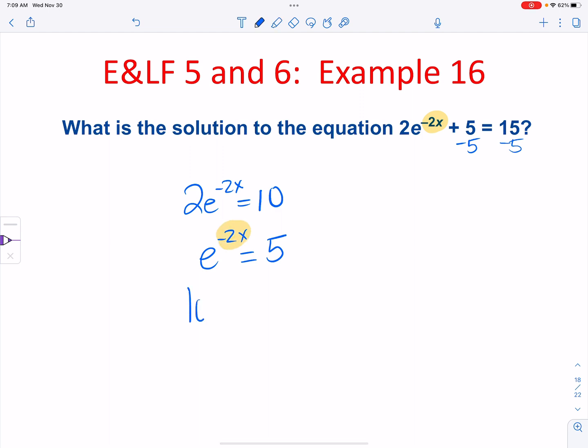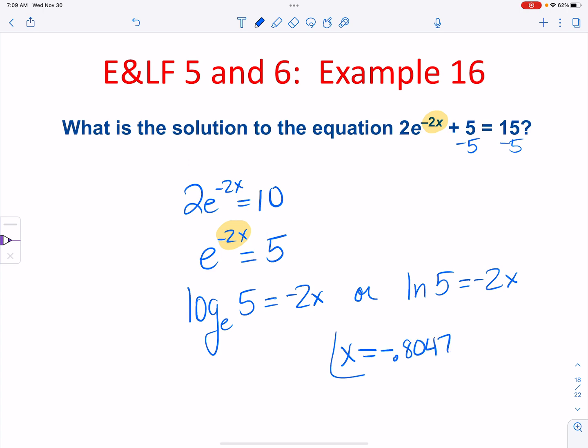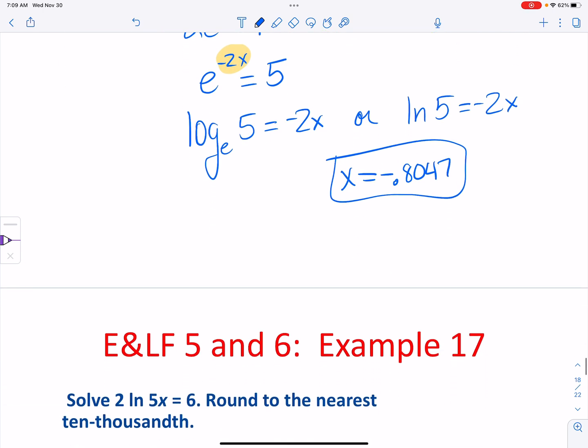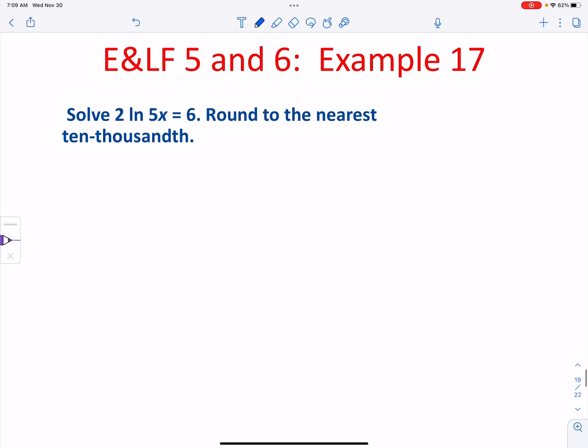So I'm going to say the log base e of 5 equals a negative 2x. Or you could do the ln of 5 equals a negative 2x. So you're going to take the ln of 5 and divide it by a negative 2. Yep. And there you go. Okay, again, if you can't get your calculator to do that, then make sure you're asking somebody in the room.